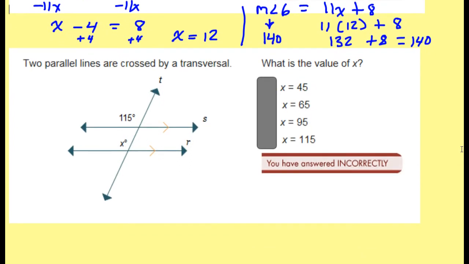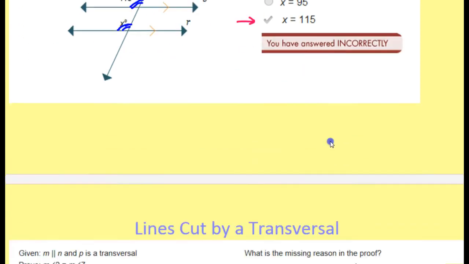Alright, two parallel lines are cut by a transversal. What's the value of x? 115. Yeah, some of these are just so crazy easy. They are both obtuse. I've been using blue for obtuse. I'm not sure if you noticed my color scheme. So we've got an obtuse angle and another obtuse angle. So they should be the same. So 115 should be the answer. Oh gosh, what a surprise.